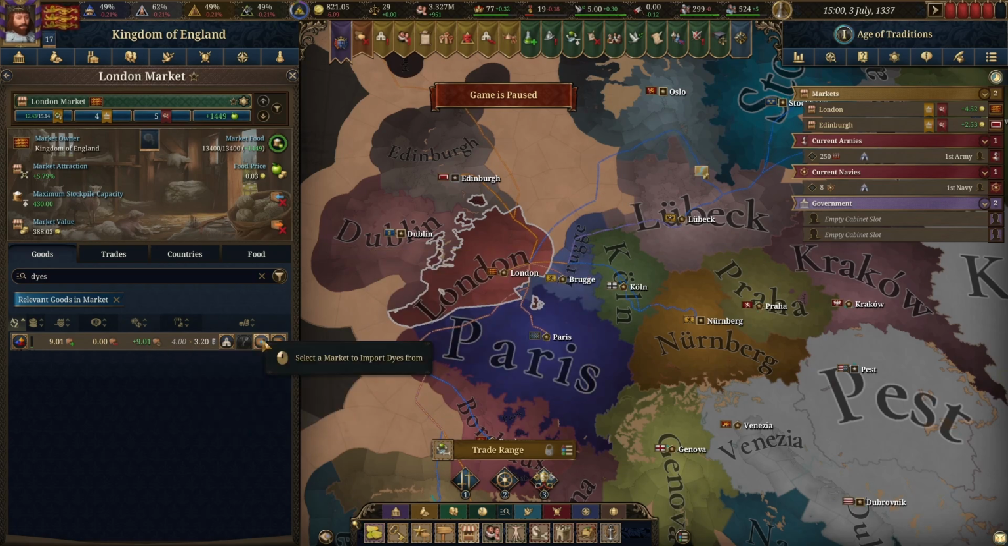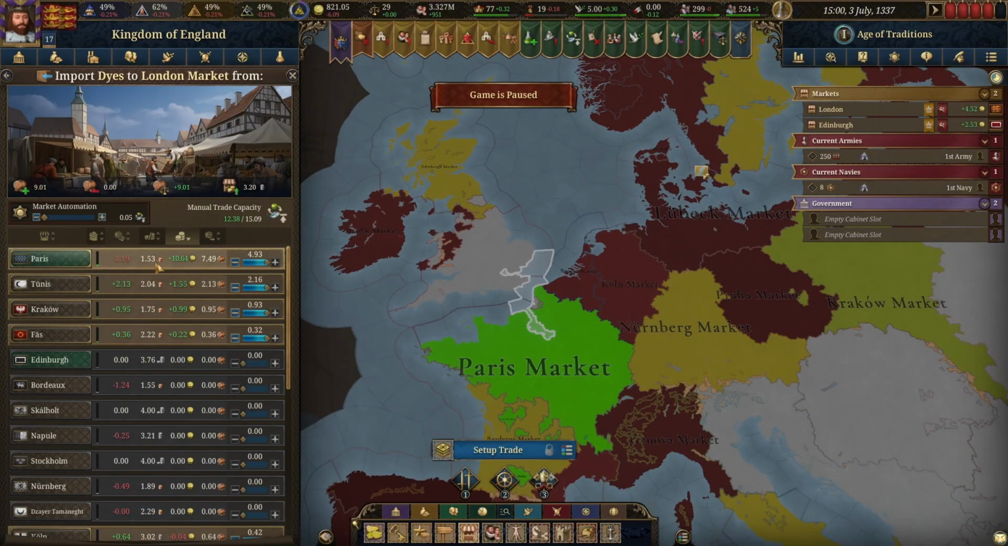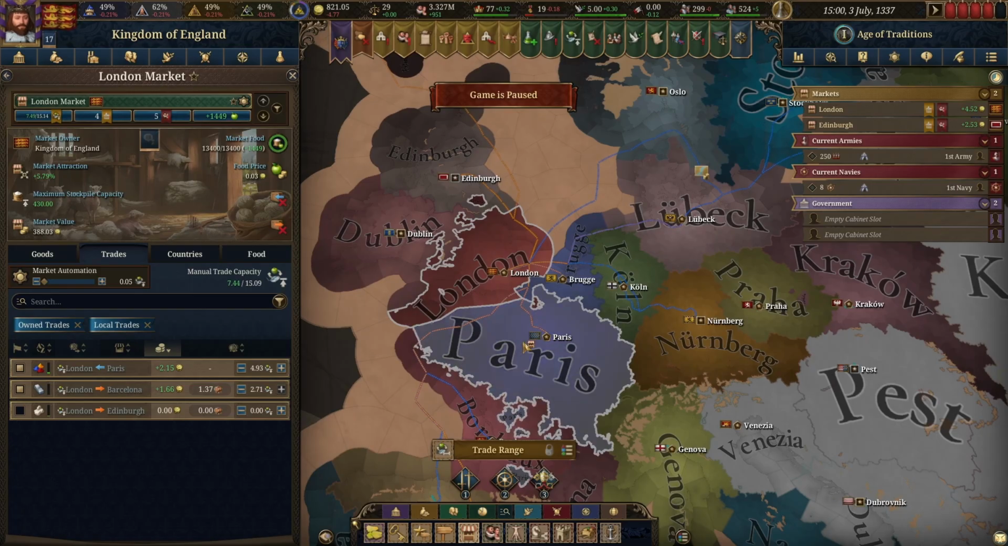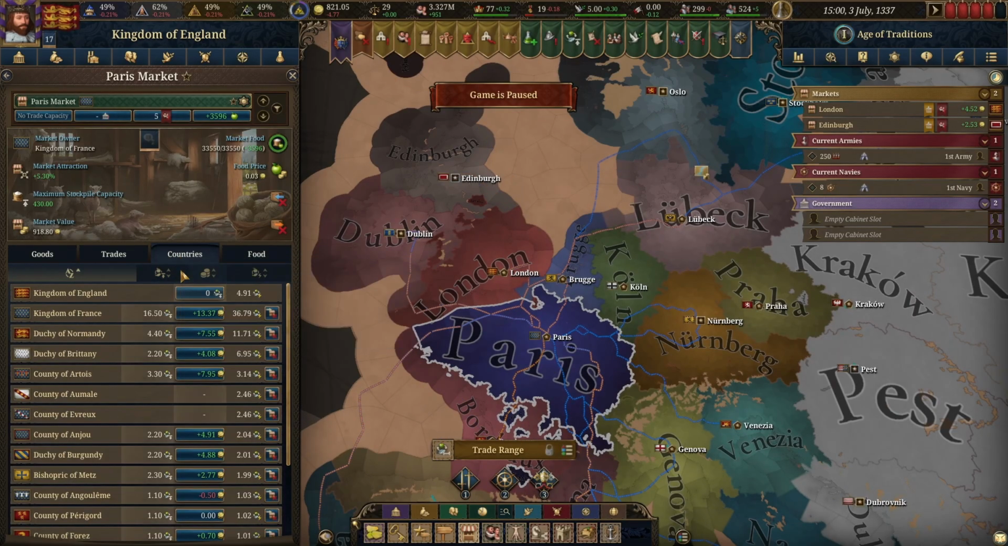Okay, so let's click on the trade and see what happens. Let's go back to view our trades. Now this trade will take a month to set up, and we're anticipating a profit of 2 ducats. But remember that if I click on the Paris market, I can see that we are kind of a small fish when it comes to requesting goods based on our trade advantage.